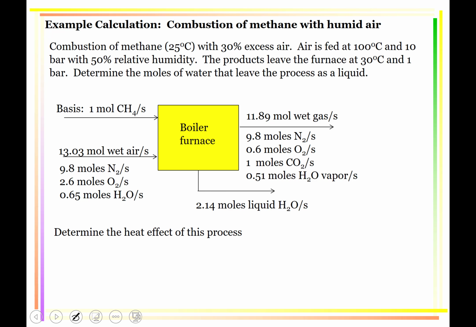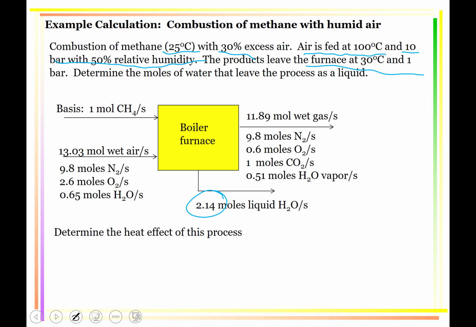Okay, so this one we've already done the material balance on. We've got methane, at 25 degrees C, combusted with 30% excess air. The air is fed at 100 degrees C and 10 bar with 50% relative humidity. The products leave the furnace at 30 degrees C and 1 bar. We also have some liquid water coming out, and we have water vapor coming out.